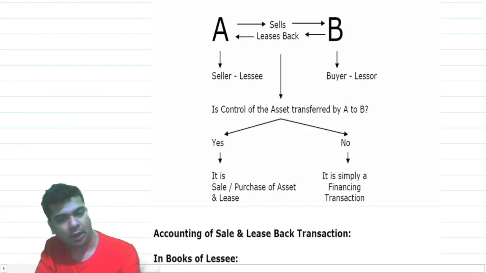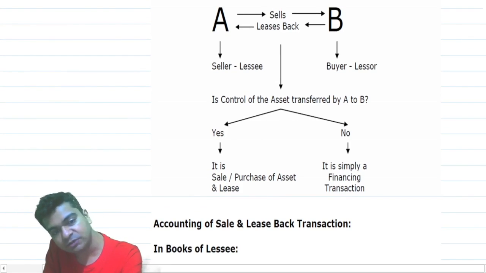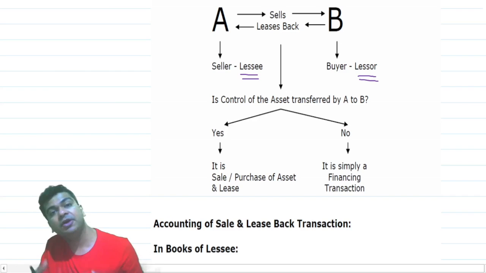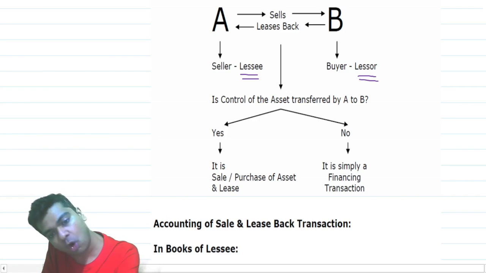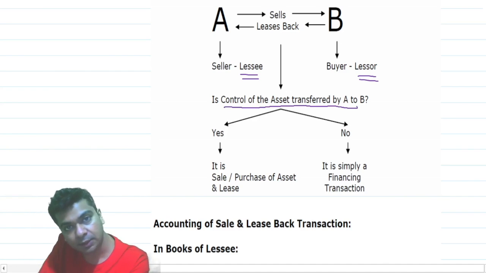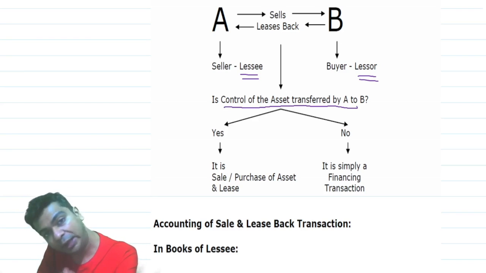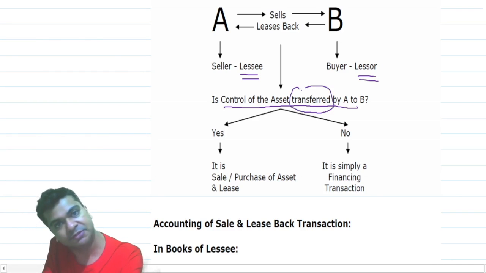Okay. I have this chart ready where we will discuss how the sale and leaseback transaction can be accounted for. As we understood, the seller is now becoming a lessee and the buyer is now becoming a lessor. The question that we should ask ourselves is, further accounting treatment will depend upon this question. Is control of the asset transferred by A to B? A is the seller, B is the buyer. In other words, is the buyer controlling the asset? So we have to ask ourselves, is the control getting transferred?